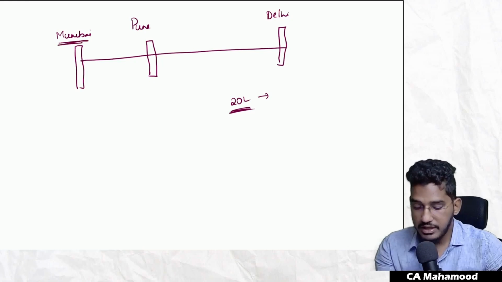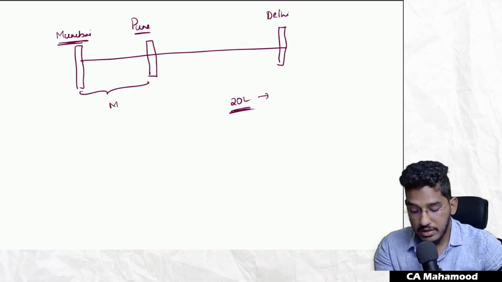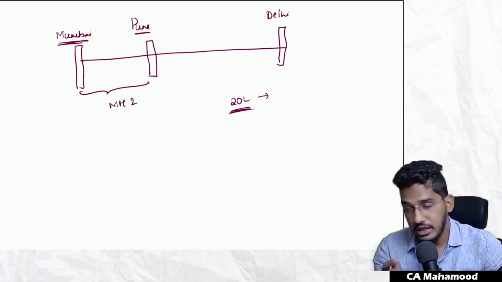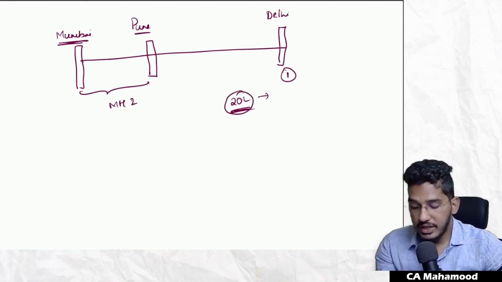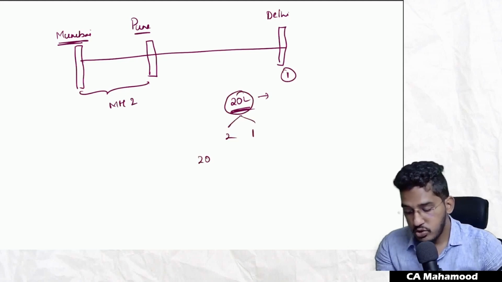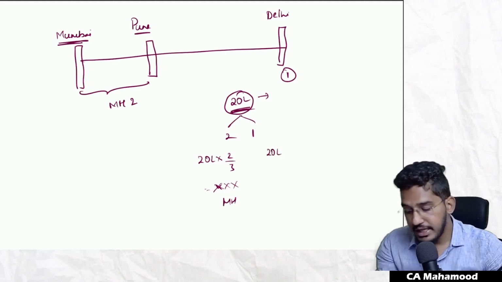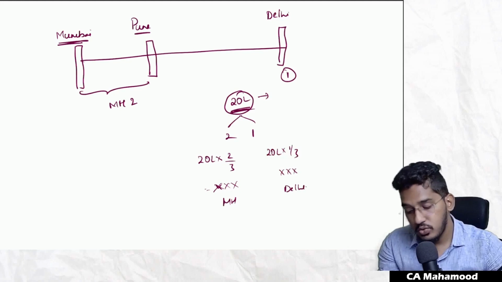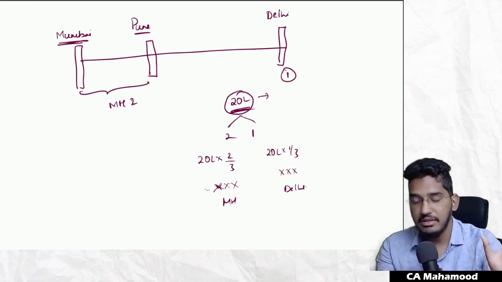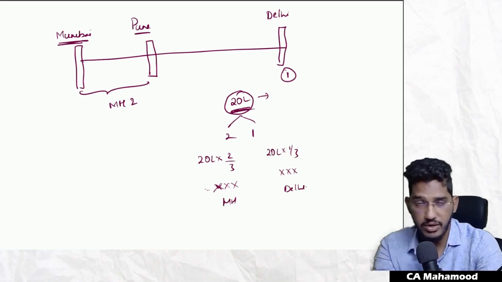So in Mumbai there is 1 point. In Pune, there is 1 point. Mumbai and Pune both belong to Maharashtra. So in Maharashtra there are 2 points of the circuit. In Delhi, there is 1 point. So now we have to divide this 20 lakhs in the ratio of 2:1. So 20 lakhs into 2/3, for this value the place of supply will be Maharashtra. 20 lakhs into 1/3, for this value the place of supply will be Delhi. So if the contract is silent, we have to divide the value on the basis of the number of points in each state or union territory.